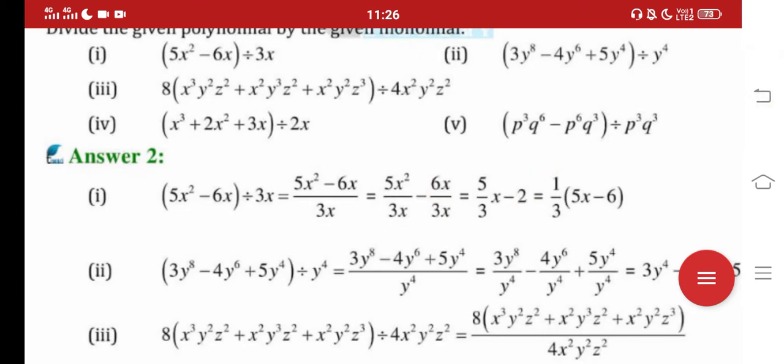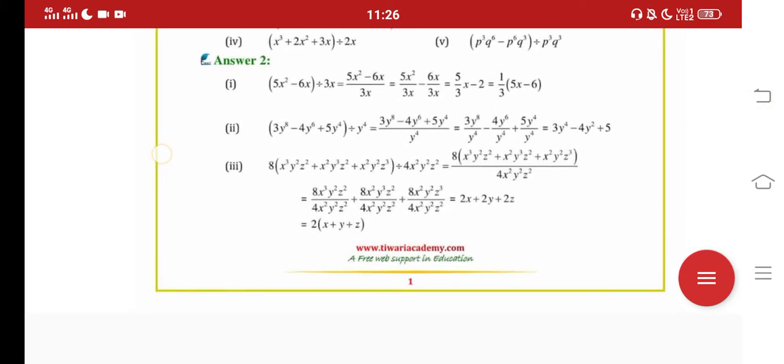Now what can we do next? See, this number is alone, a whole number, and this is in fractional form, so we can multiply these two numbers. 3 twos are 6. So here we have 6 and here we have 5x. We have written 5x as it is, and in the denominator we have 3. So we have taken out 1 by 3 as a common denominator. So what is the final resultant value? That is 1 by 3 in bracket 5x minus 6. So this is the answer of question number 2.